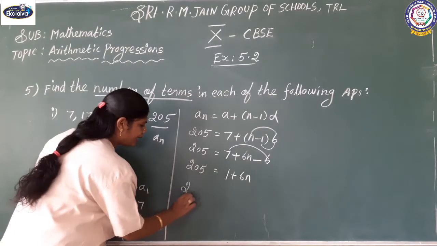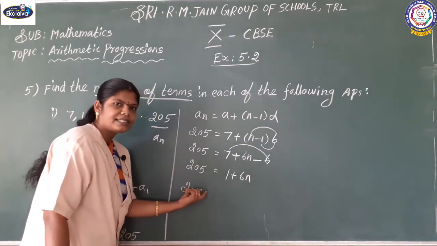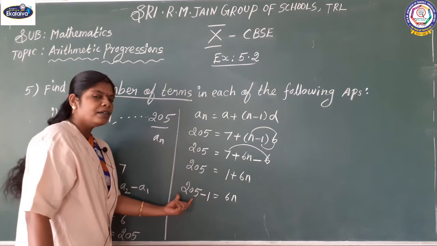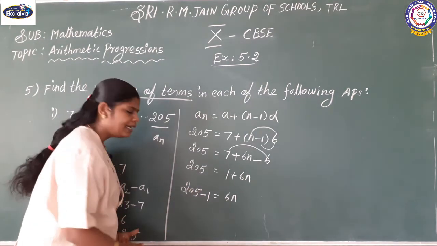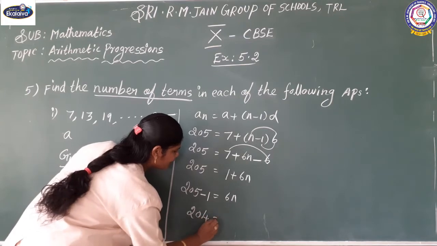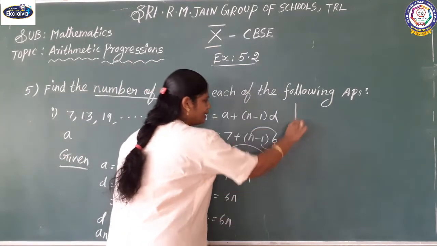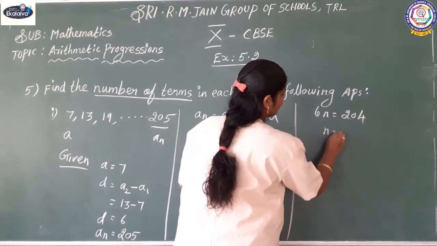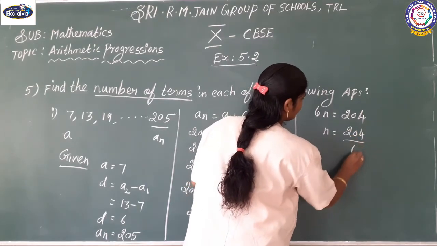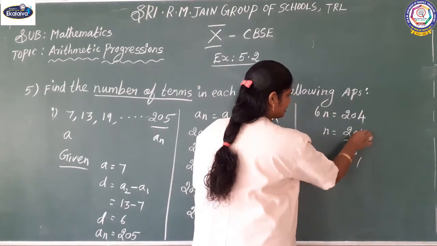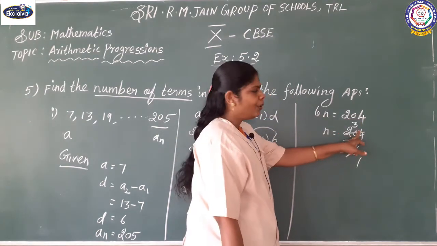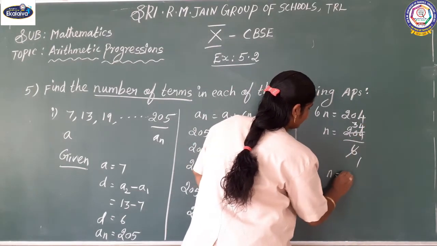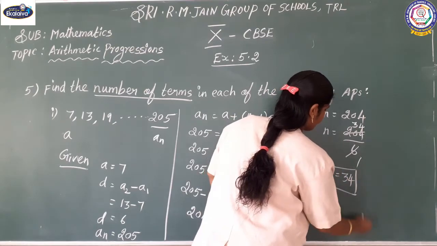So 205: this addition will change to subtraction on the other side. So 205 minus 1 equals 6n. 205 minus 1, what will you get? 204 equals 6n. So we are going to find n. So 6n equals 204, n equals 204 by 6. 6 ones are 6, 6 threes are 18, remaining 24, in 24, 4 times it occurs. So n equals 34. Okay, children.